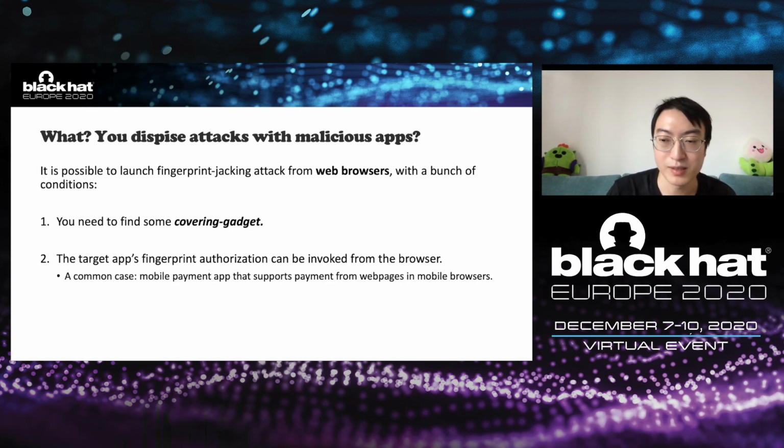And okay, this is basically our new attack techniques. At this point, you may think that it is not cool because you assume that some malicious app is installed on the victim's device. Well, because I'm a web security guy, I also don't like such a strong assumption. So I tried to make this attack work in web browsers, and finally I found that it is possible, but just with more conditions. The conditions can be summarized as two points. First, you need to find some covering gadget, which I will explain in the next slide. And second, the target app's fingerprint authorization needs to be invokable from the browser. This can happen, for example, because some of the mobile payment apps want to support the user doing the payment from web browsers.